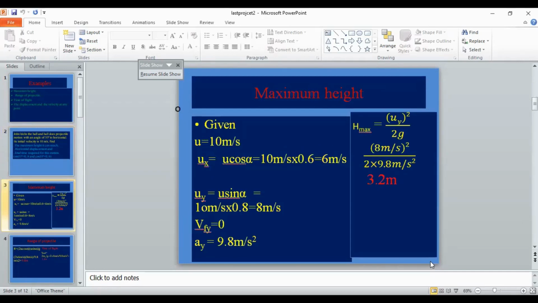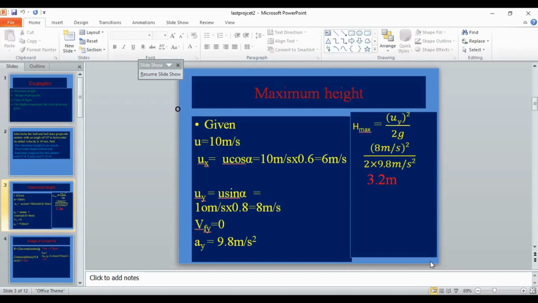Maximum height. Given the initial velocity is 10 meters per second, u cos alpha is 10 meters per second times 0.6, which equals 6 meters per second. This is the horizontal component of the velocity, and at any time it is constant. The initial vertical component of the velocity is u sin alpha, which is 10 meters per second times 0.8 equals 8 meters per second. This is the initial vertical component of the velocity. The final velocity is 0, and the acceleration is 9.8 meters per second squared.